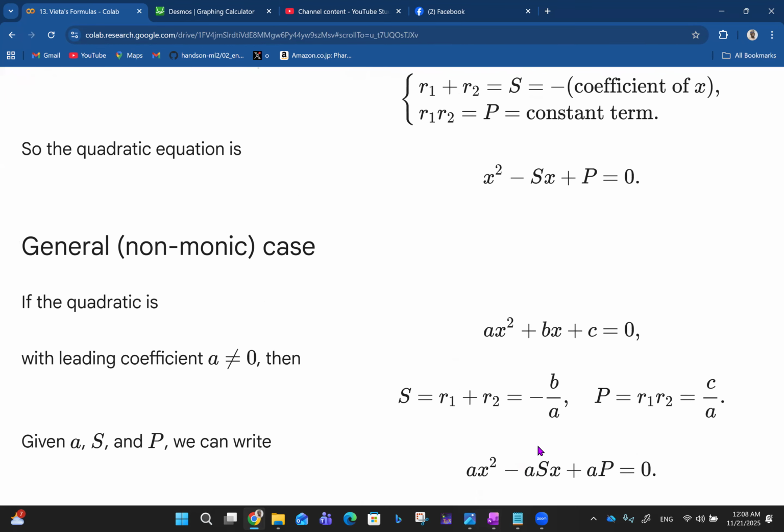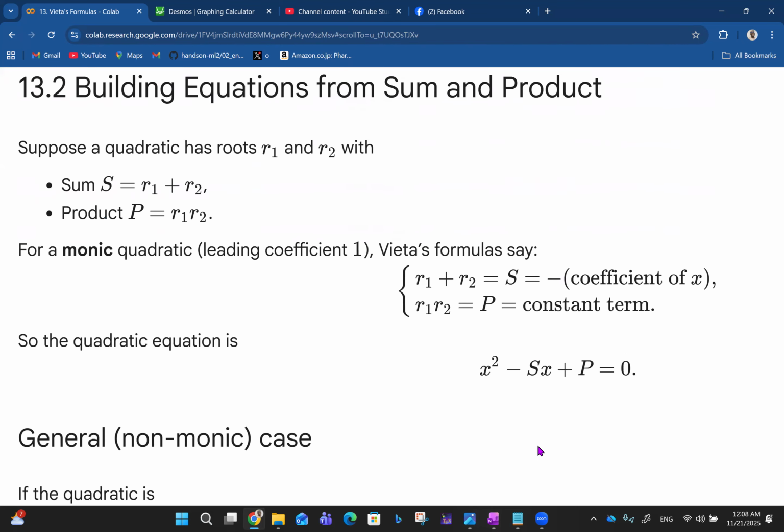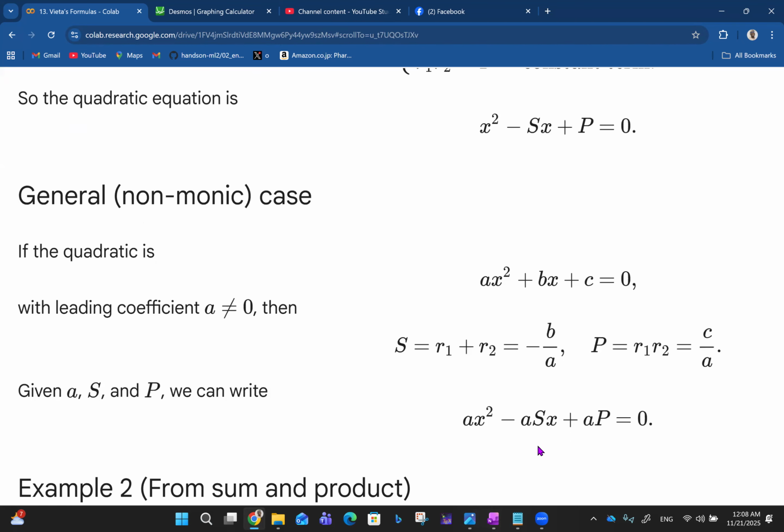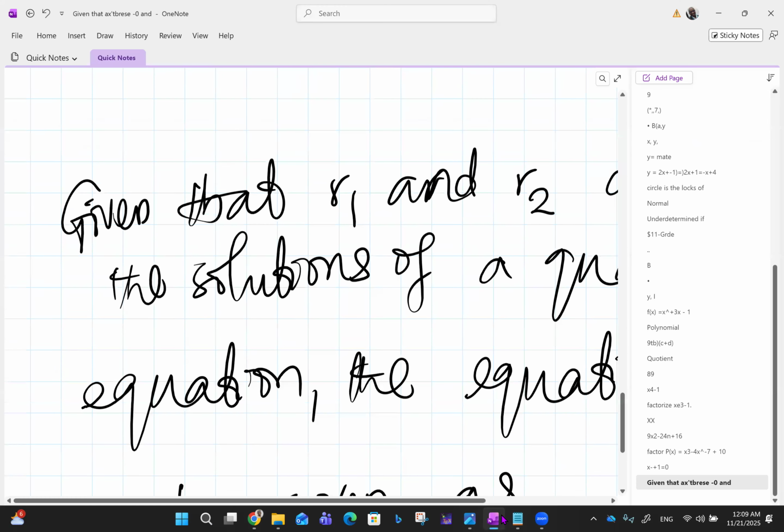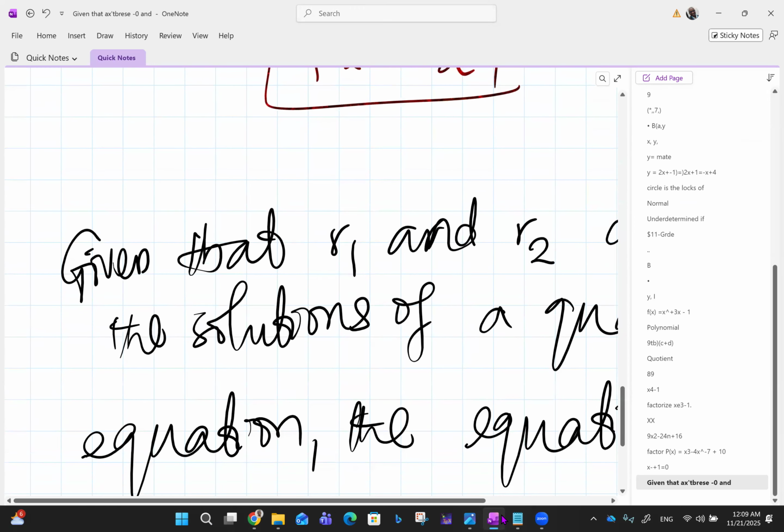Okay, so we have a general non-monic case. Here we looked at a case where it's just x squared, not ax squared. For a general non-monic case, if the quadratic is ax squared plus bx plus c equals 0, with leading coefficient a not 0, then S is R1 plus R2, which is minus b over a, and P is R1 R2, which is c over a. Given a, S and P, we can then write ax squared minus aSx plus aP equals 0. If I go back here now, did I write the equation properly? I think I did not.